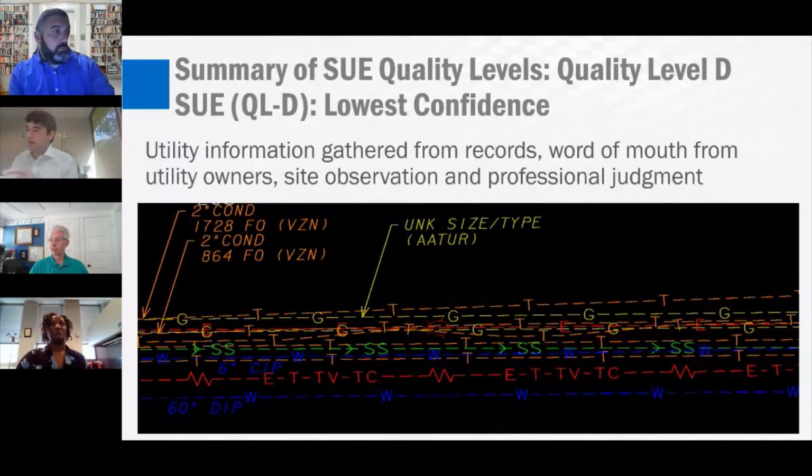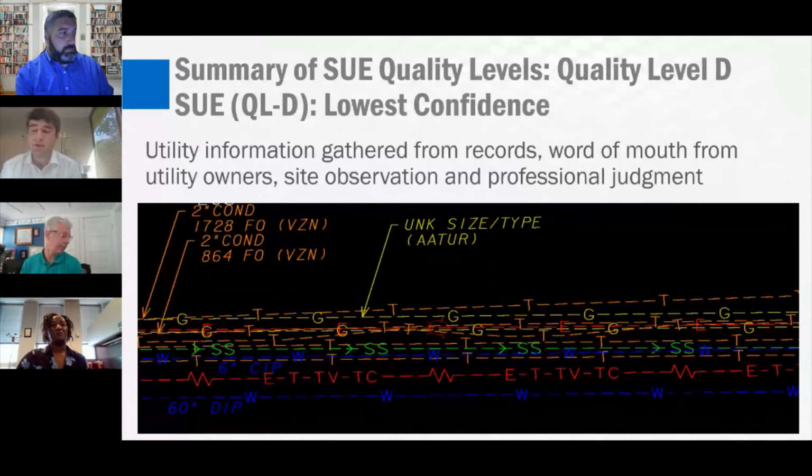So in this slide here, we're showing quality level D SUE. We're showing some electric lines, telephone lines, gas lines, and the associated APWA color coding, which is used nationwide. The line style only has a letter on it representing the utility type, or it may have a D in parentheses, as well as is placed from a variety of sources that include records and site observation.